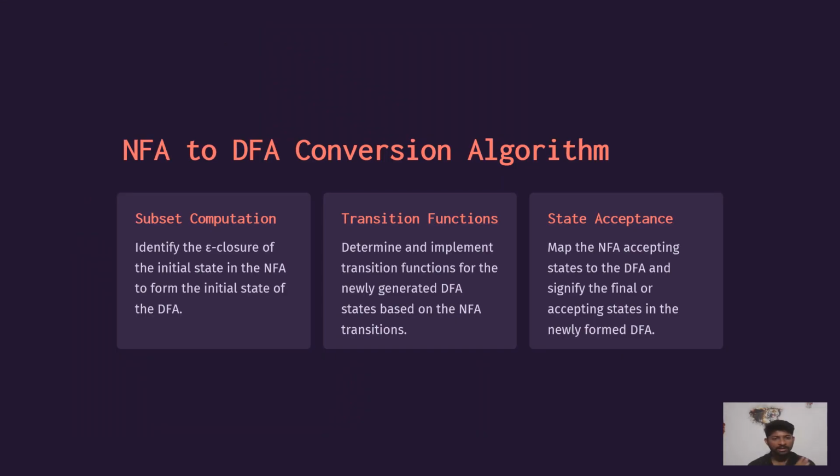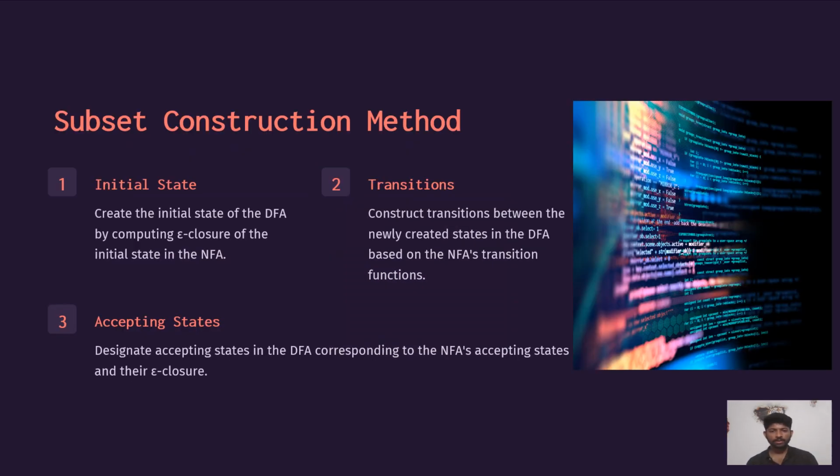So now let's take a look at the NFA to DFA conversion algorithm. Subset computation. Identify the E-closure of the initial state in the NFA to form the initial state of the DFA. Transition function. Determine and implement transition functions for the newly generated DFA states based on the NFA transition. State acceptance. Map the NFA accepting states to the DFA and signify the final or accepting states in the newly formed DFA. Now, the subset construction method.